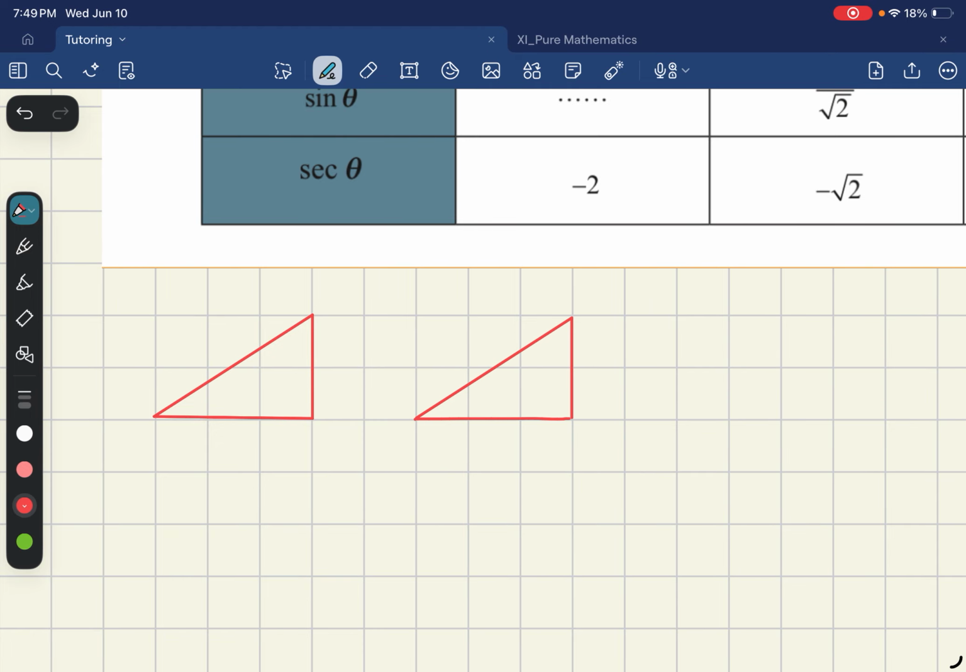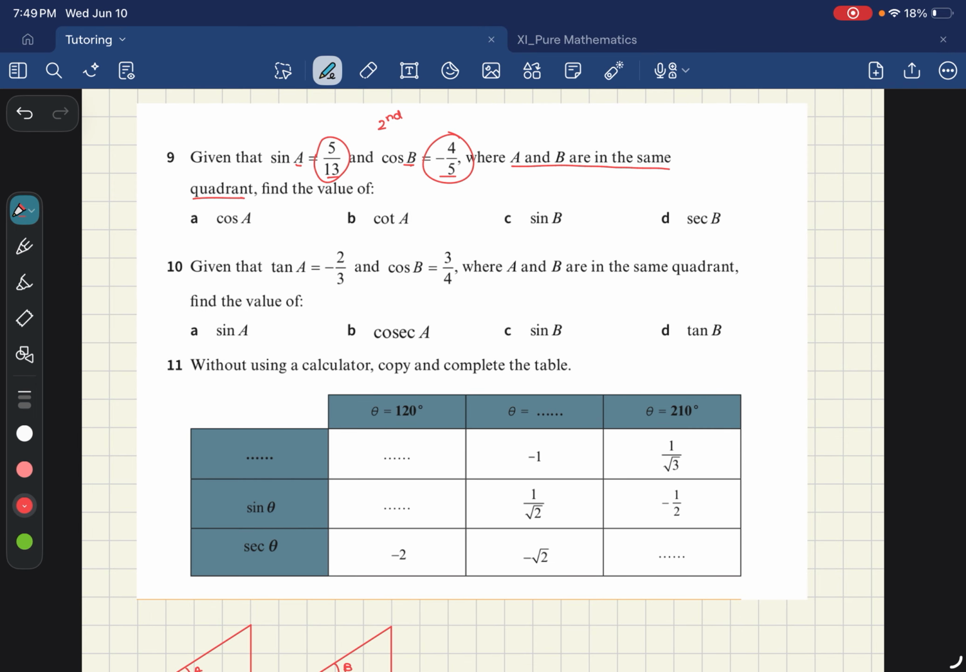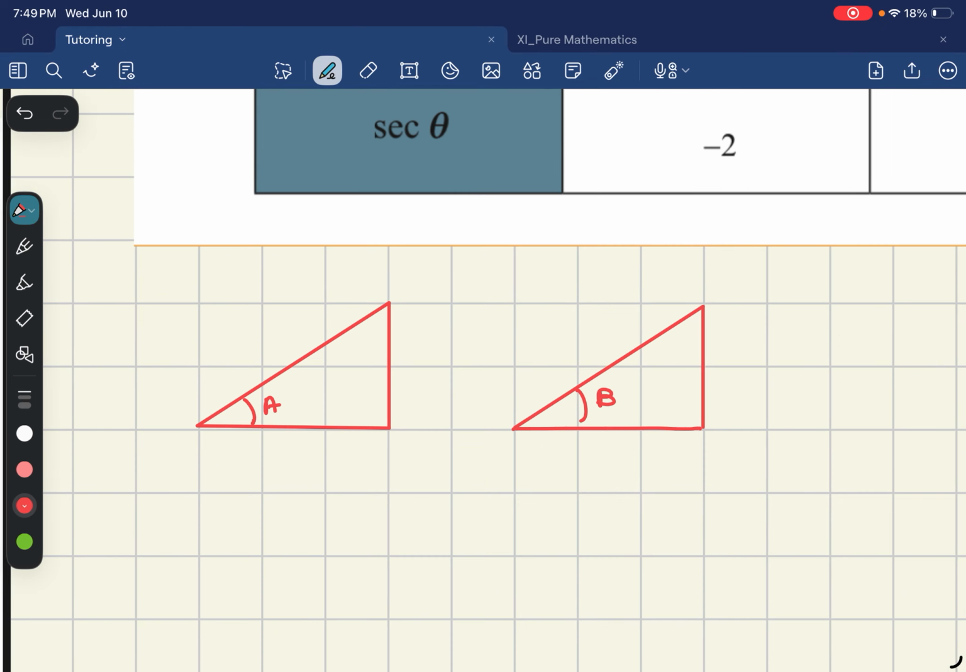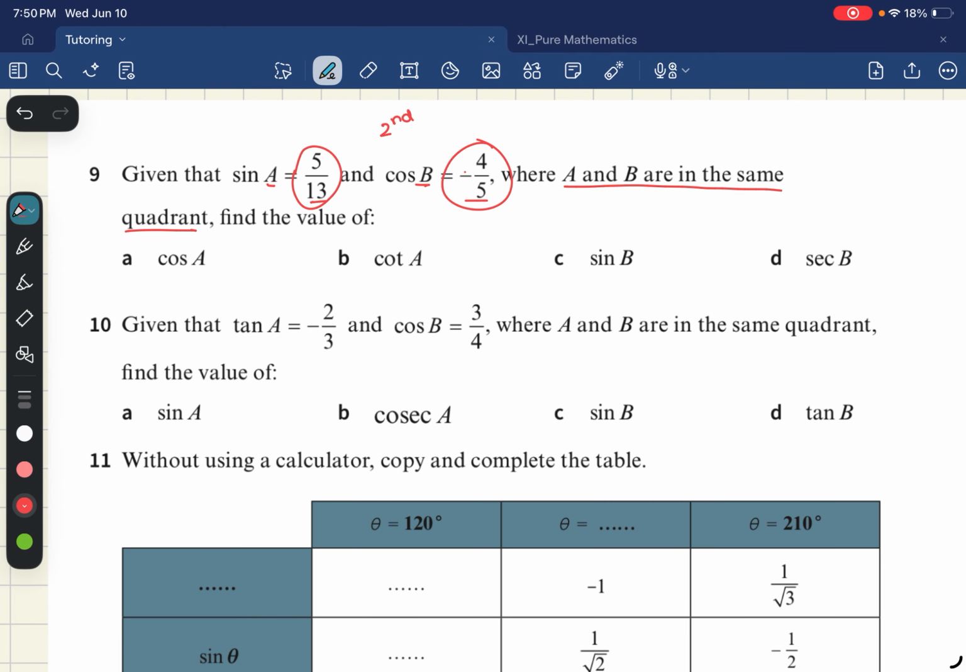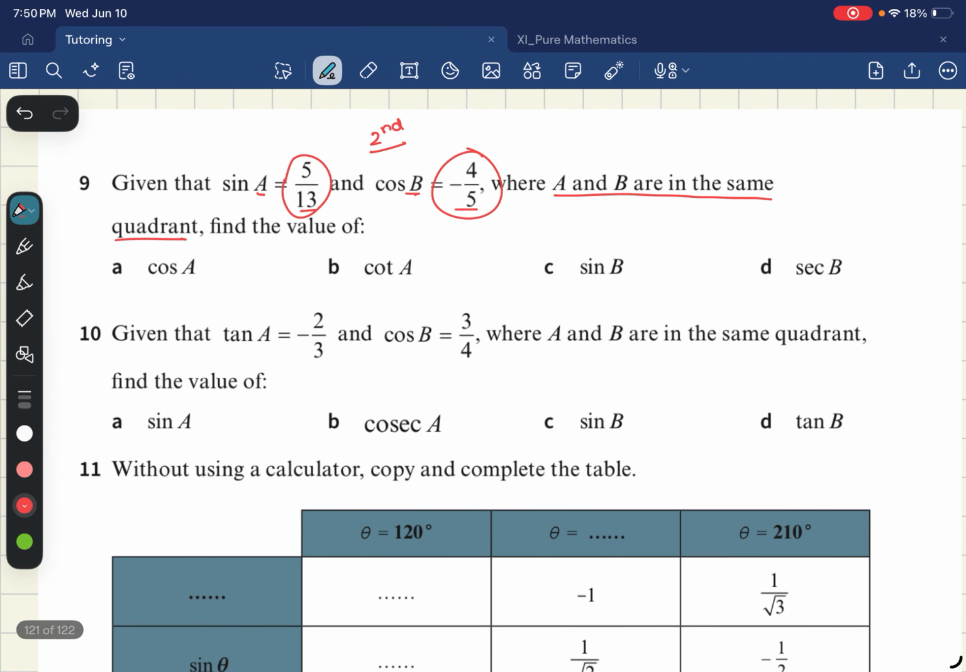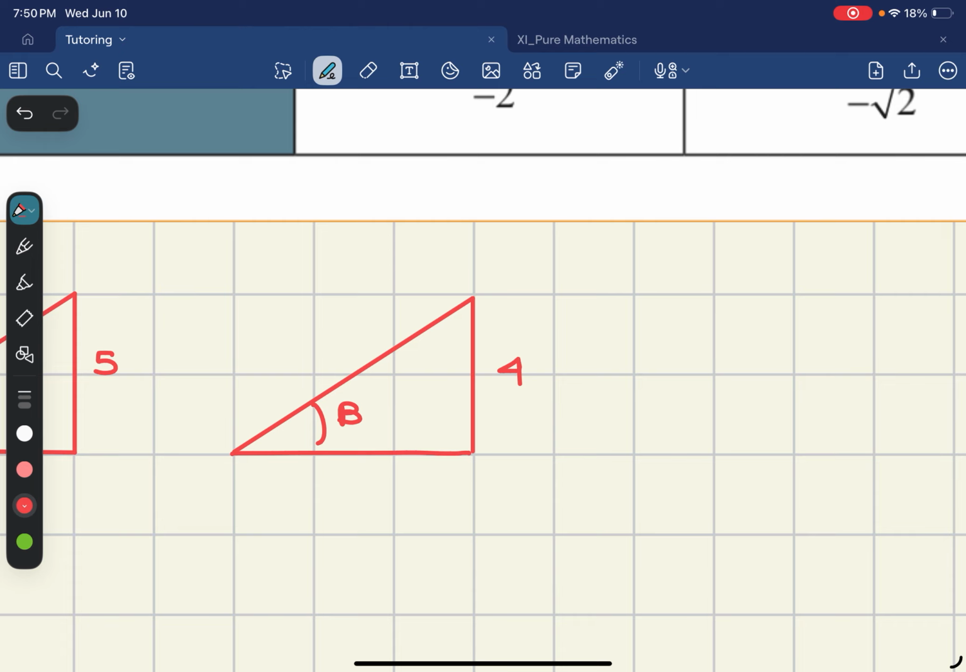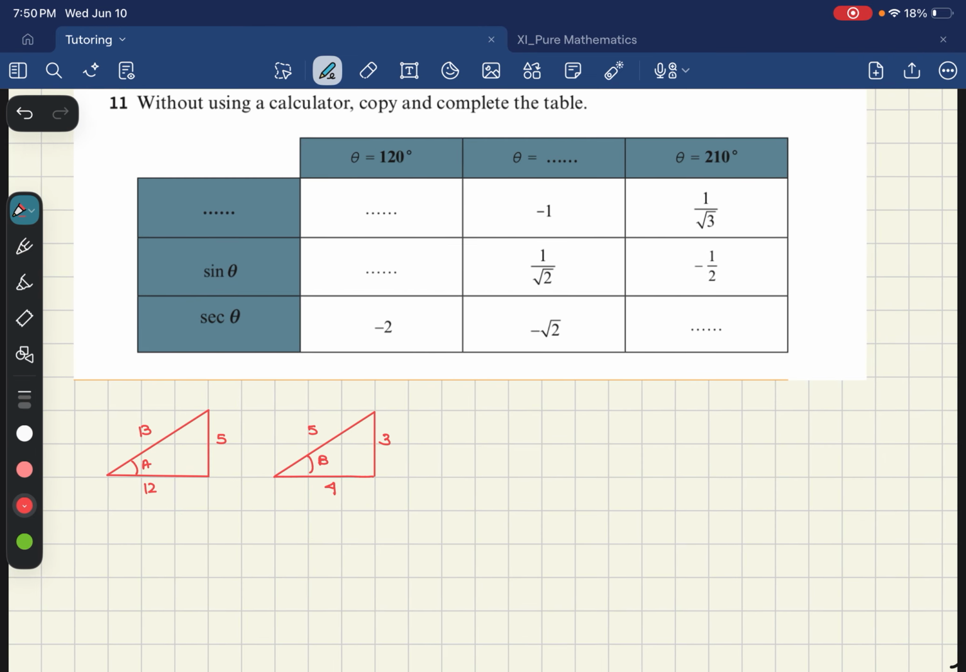All right. So first angle is A, the second angle is B. Angle A, angle B. Sine of A is 5 over 13. Sine is opposite, 5 over 13 is hypotenuse. And if you solve, you are going to get this side to be 12. I'm going to leave you to solve that. All right, cosine of B. Ignore the negative sign because we know our angle is in the second quadrant. Cosine of B is 4 over 5. Adjacent to the angle B 4, hypotenuse 5, you are going to get this side to be 3. I'm going to leave you to figure that out again.